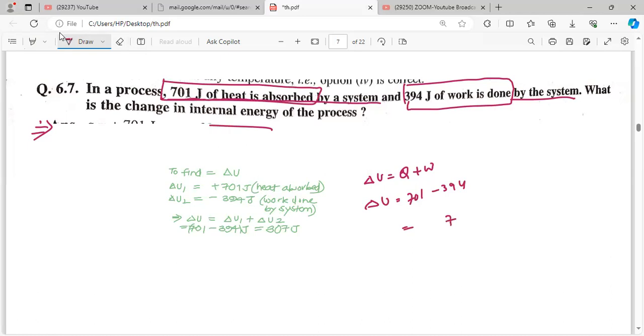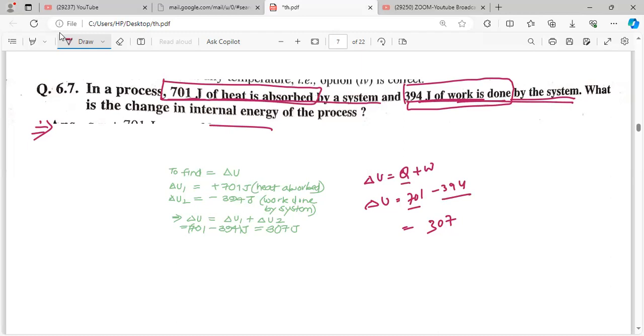Delta U is equal to U2 minus U1. But here this is the work done by the system, so this is negative. Q, heat absorbed, is positive. So 307 will come. Can you check back?